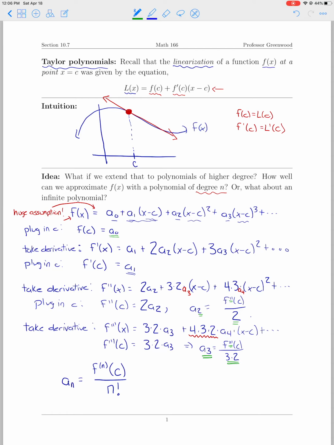And so at this point we've seen what the coefficients would need to be in order for us to match the derivatives between my original function and my infinite series right here. And that'll help us define Taylor polynomials in a minute.